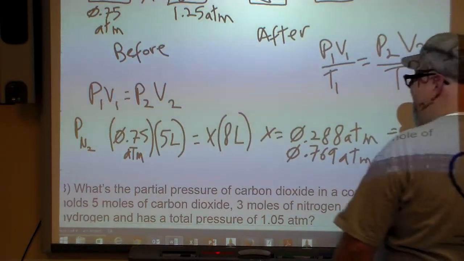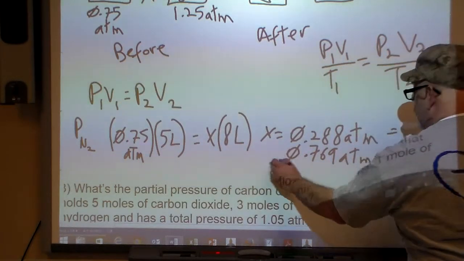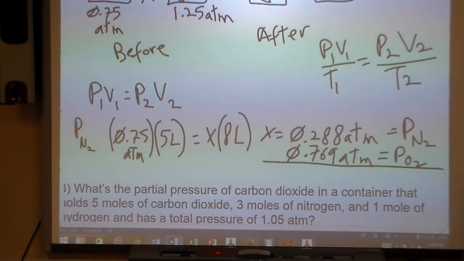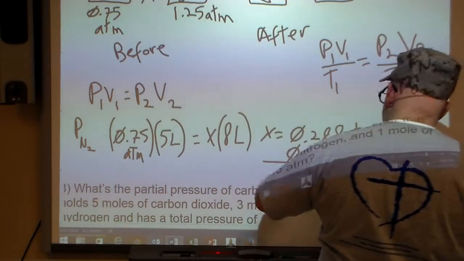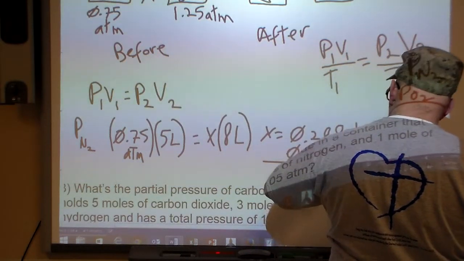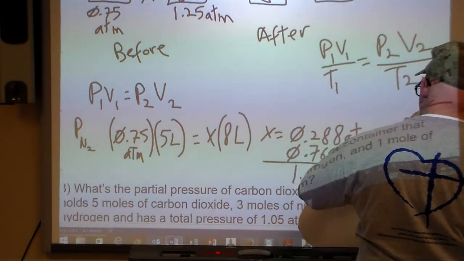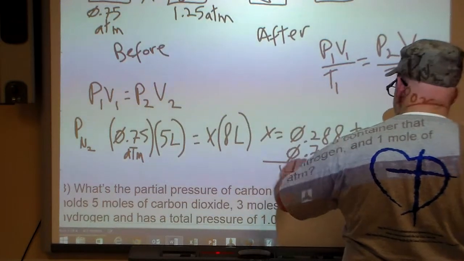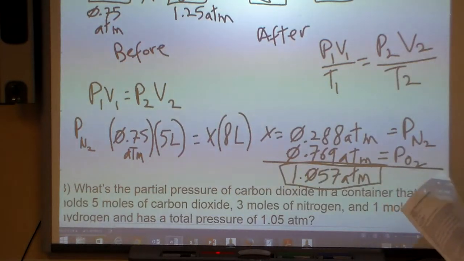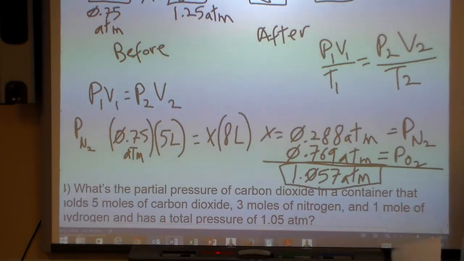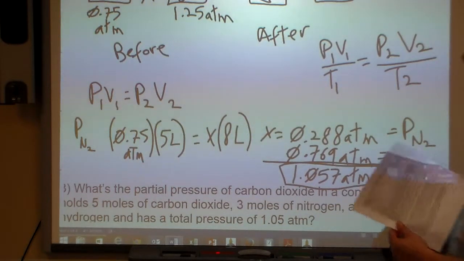Okay? So at the end, our final answer, we're going to add these up because that's what they want us to do. And our end is 1.057 atmosphere. That's our final thing here, ladies and gentlemen. So that's what we've got for pressure and volume here for this problem. This is our final answer, the combined pressures of all of them. Okay?